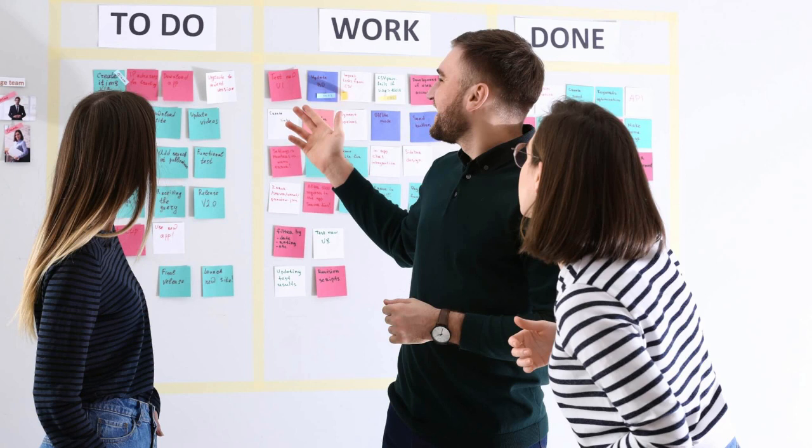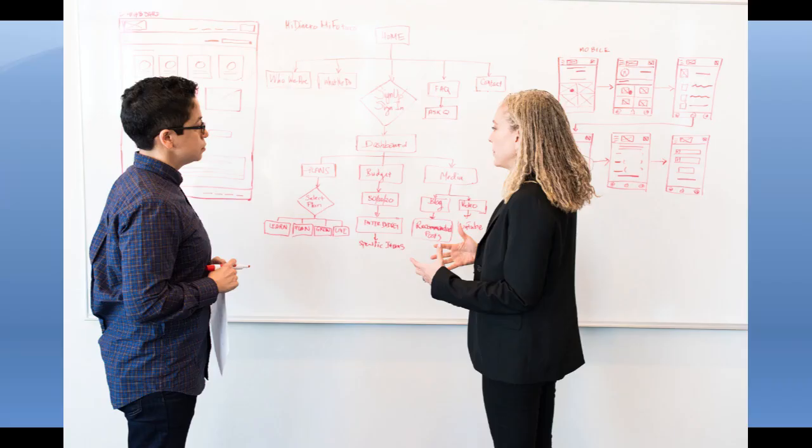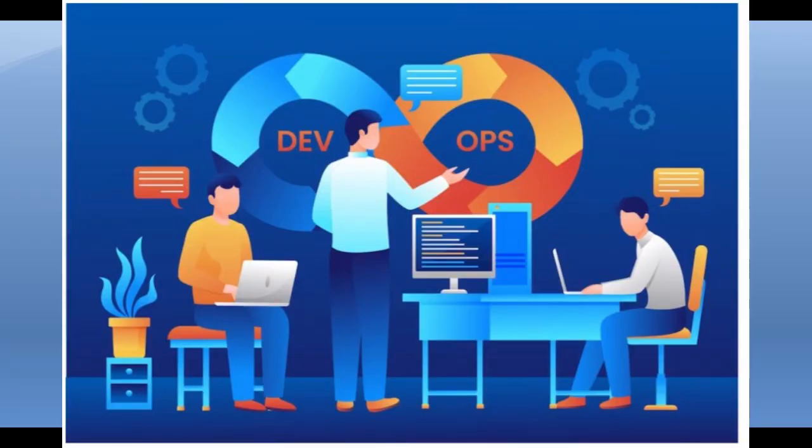So friends, by combining the principles of DevOps with the Scrum framework, organizations can achieve a more streamlined and efficient software development and delivery process. The collaboration and automation aspects of DevOps enhance Scrum's iterative and incremental approach, leading to faster, more reliable, and high quality software releases.